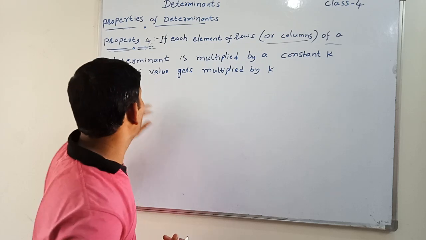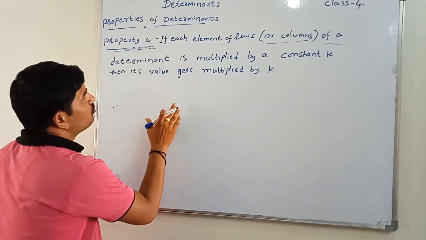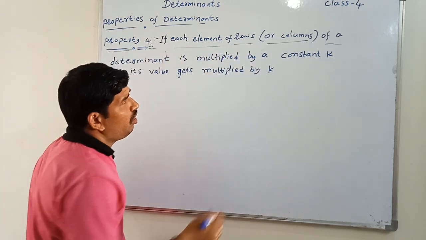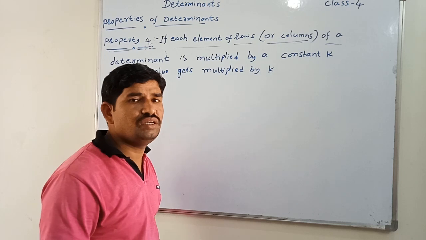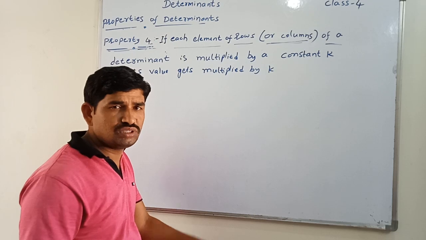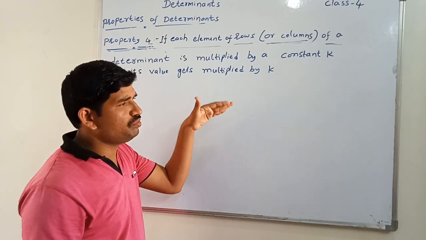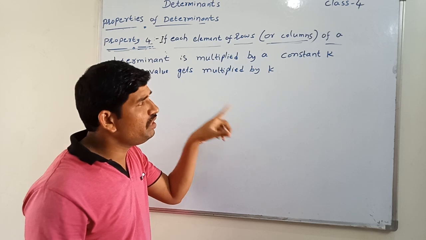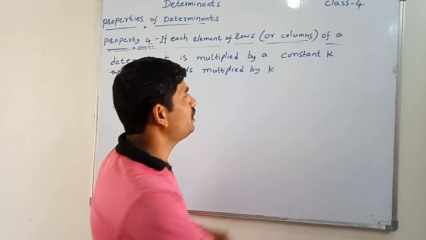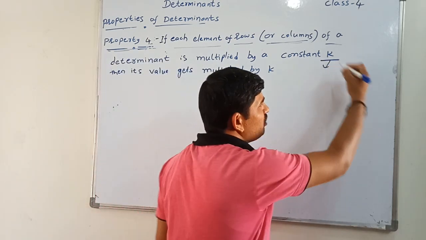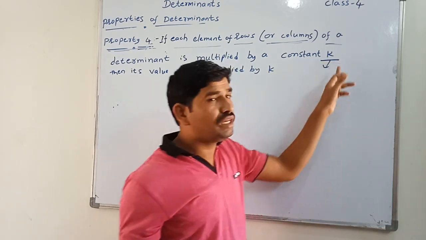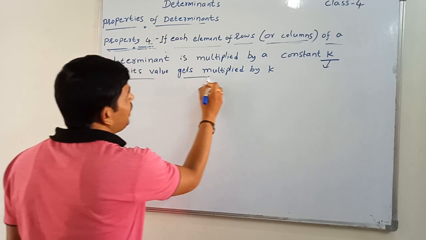See, this is property number 4. What does property number 4 say? If each element of a row or column of a determinant, suppose we take the first row, each element of the first row of a determinant is multiplied by a constant k. In place of k we can write 2, 3, 4, whatever constant value we take. Multiplied by k, then its value gets multiplied by k.